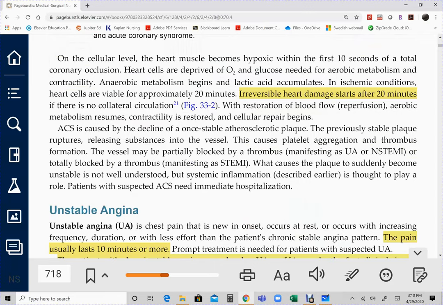All right, so here are some interesting facts with MI. Irreversible heart damage starts after 20 minutes if there is no collateral circulation. Again, collateral circulation doesn't grow in a matter of minutes. Collateral circulation only grows if this patient has had this condition for a long time. Most likely, especially if they had chronic stable angina first, we can assume they already have collateral circulation, so their chances of surviving might be a little bit higher.